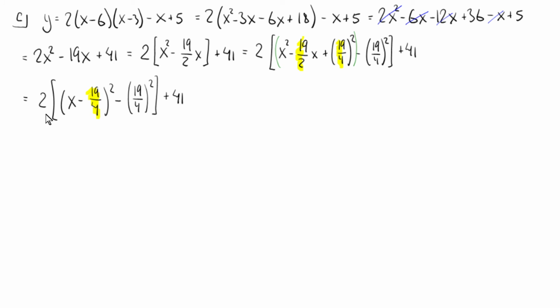At this point, we're going to multiply the 2 back into the bracket. So we're going to get 2 times (x minus 19 over 4) squared. And at this point, we'll have to evaluate this 19 over 4 squared. If we square 19, we're going to get 361. If we square 4, we get 16. And then, of course, we're multiplying this whole term by 2. So it's going to be 2 times 361 divided by 16 plus 41.